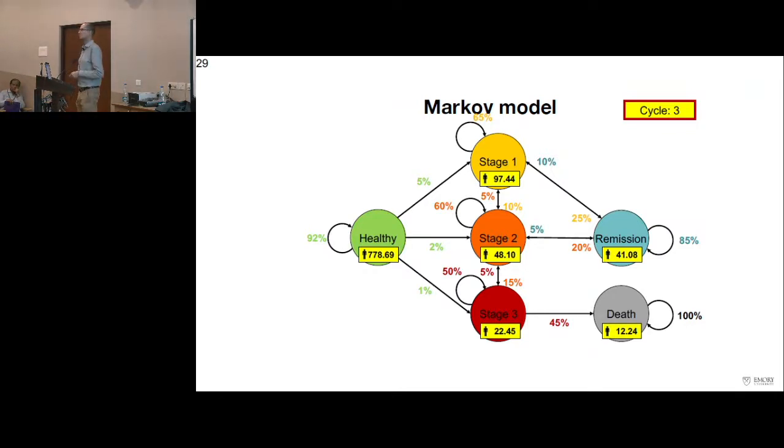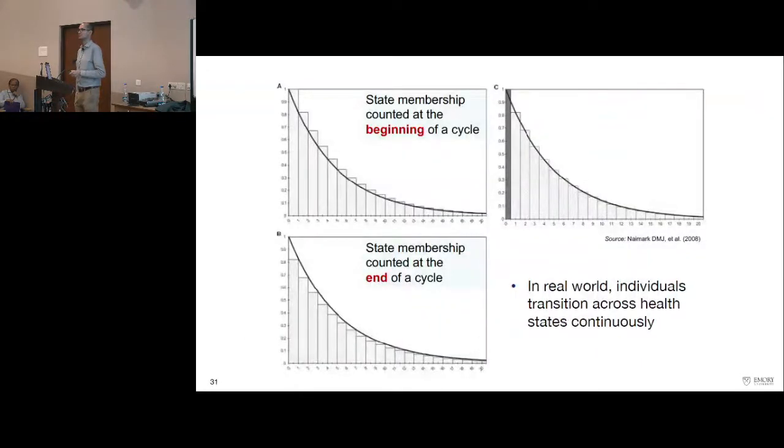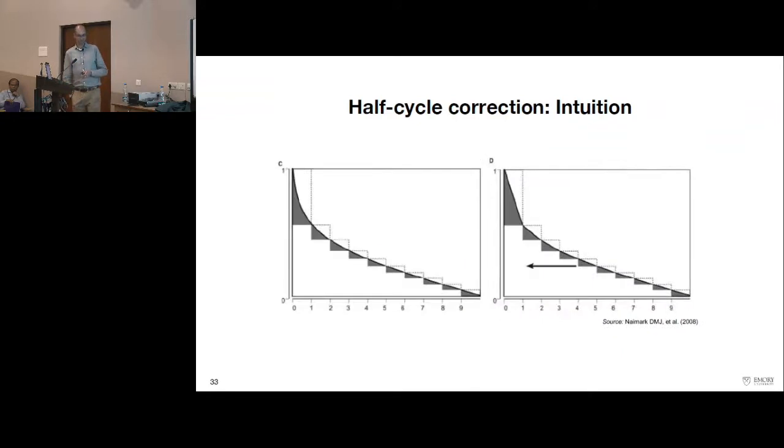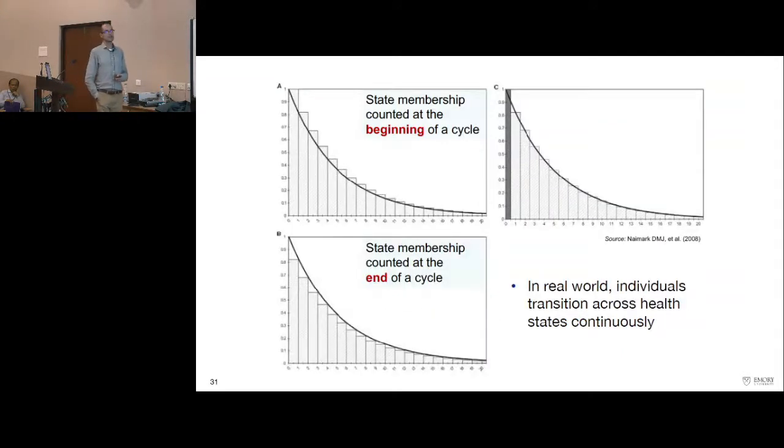Yes, sir. More questions? I could not understand those graphs. Did the half cycle corrections? What are the x and y axes? So the x axis is the cycle. So we're in cycle 0, 1, 2, 3, 4, and so on. The y-axis is essentially the number of people who are still alive.